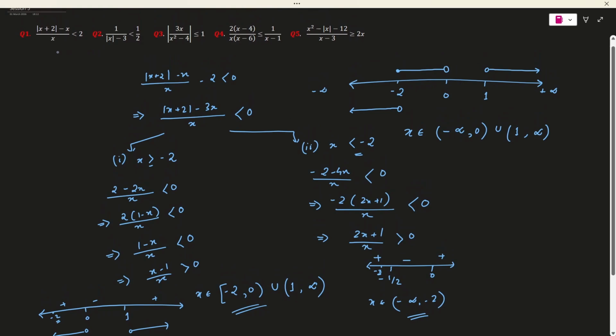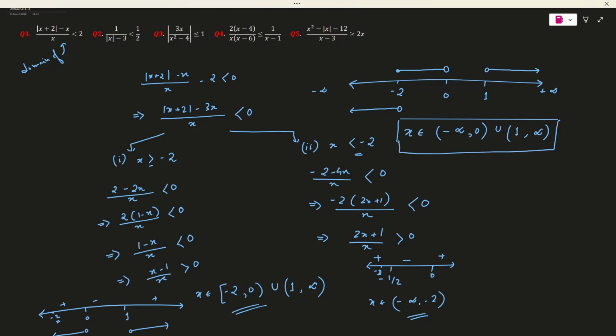And before getting into the final range of x, please check the question, so that you do not include anything in your answer that is not a part of the domain of x, or the domain of the given expression. So x cannot be 0. So we are not including 0, right? So our final answer will be minus infinity to 0, union 1 to infinity.